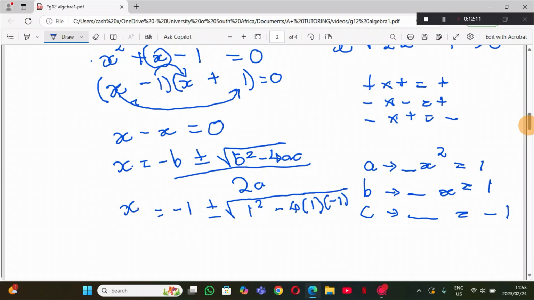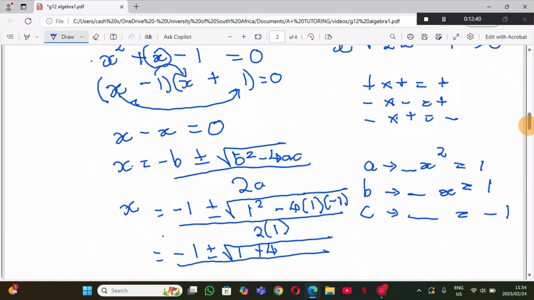Okay, and then over 2a, our a is 1, meaning it's 2 times 1. Okay, now our answer to that would be minus 1 plus minus root of, what is 1 squared? 1 squared is 1. And now what is minus 4 times 1 times minus 1? That would give us a positive 4. Over 2 times 1 would be 2.